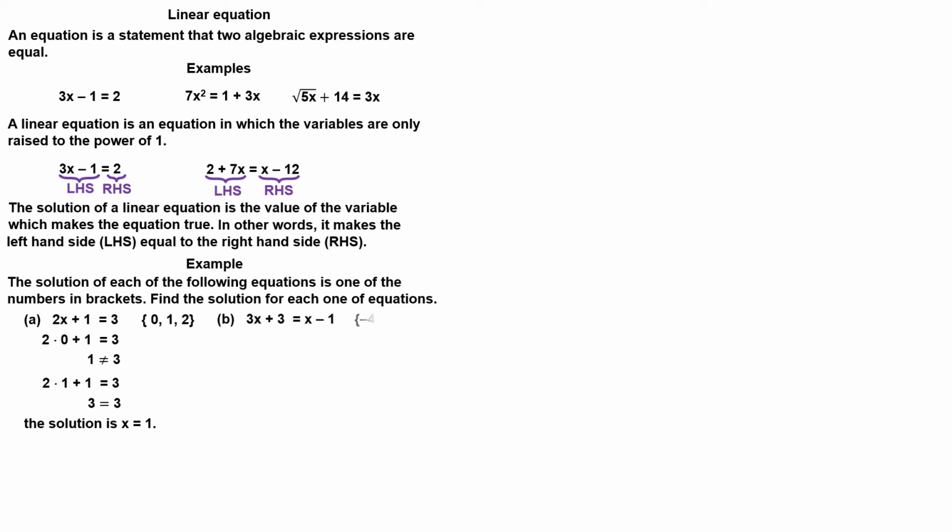3x plus 3 equals x minus 1. In this equation, when x is minus 4, the left-hand side is equal to minus 9, and the right-hand side is equal to minus 5. So, minus 4 is not the solution. When x is minus 3, the left-hand side is equal to minus 6, and the right-hand side is equal to minus 4. So, minus 3 is not the solution. When x is minus 2, the left-hand side is equal to minus 3, and the right-hand side is equal to minus 3. So, minus 2 is the solution.